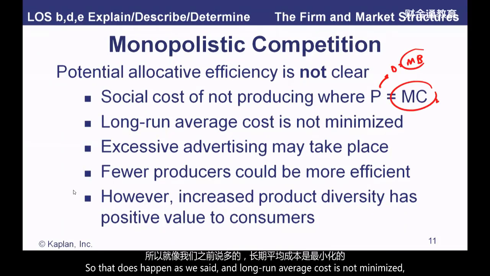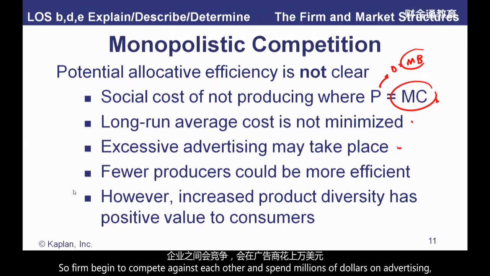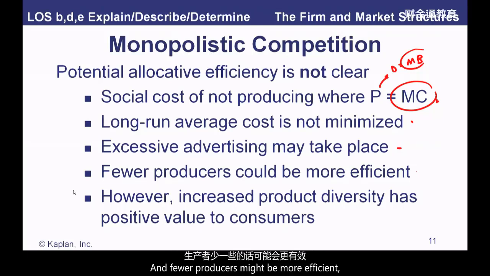So that doesn't happen, as we said. And long-run average cost is not minimized. Remember, under perfect competition it was. And excessive advertising may take place. So firms start to compete against each other and spend millions of dollars on advertising. And fewer producers might be more efficient.